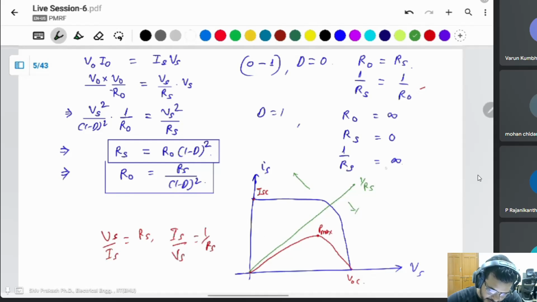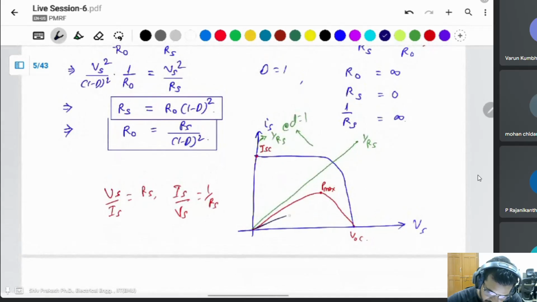1 by Rs is infinity. It means short circuited. Here this line is 1 by Rs at d equal to 1. Suppose anywhere here it will be, maybe, 0 to the Pmax line. This will be 1 by R naught at d equal to 0, duty cycle equal to 0.